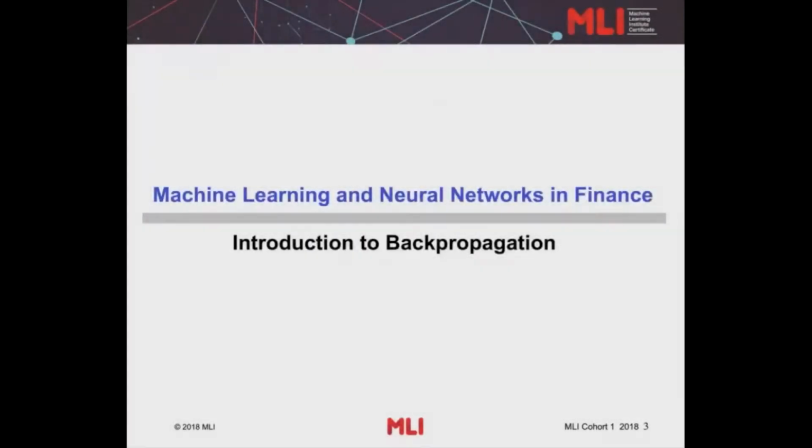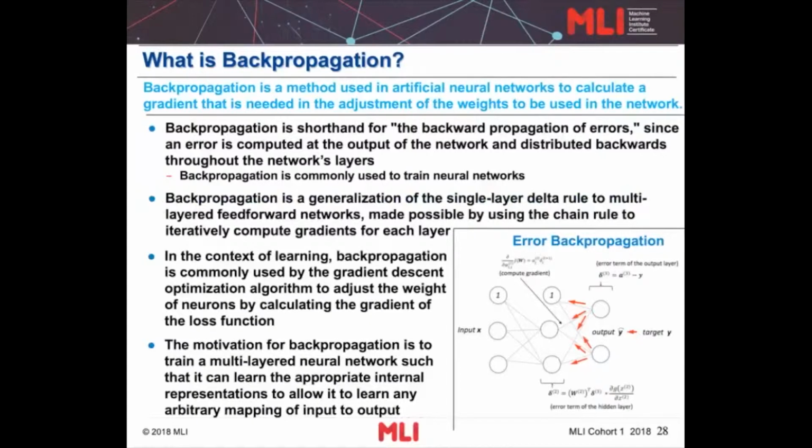Get started. All right, what is backpropagation? I guess that's the first thing we need to consider, and it's really a method used in artificial neural networks to calculate a gradient. That is a change that's needed in the adjustment of the weights to be used in the network. The term backpropagation really is shorthand for the backward propagation of errors. That is because in a neural network, information is fed forward, and errors are fed backward through the network's layers.